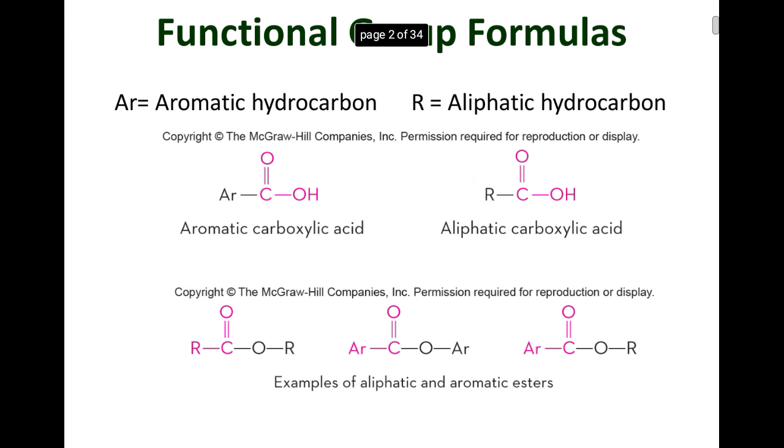Functional group formulas. So a carboxylic acid consists of a carboxyl group. You can see that I have two different types of carboxylic acids represented here. One is an aromatic carboxylic acid and the other one is an aliphatic carboxylic acid. Both of them contain this piece that's highlighted in pink. And that part, if you remember from the functional groups that we studied way back in chapter 10, is called the carboxyl group. So you should be aware of what a carboxyl group means.